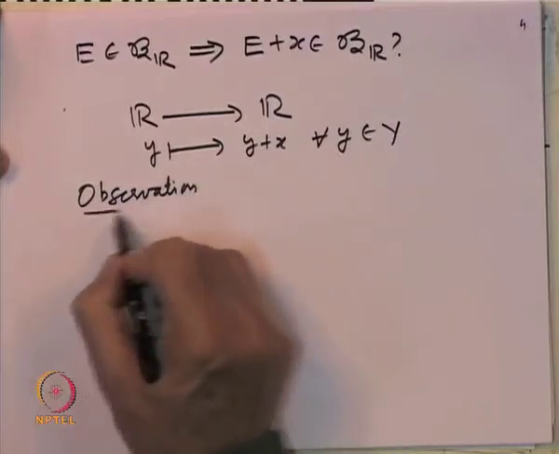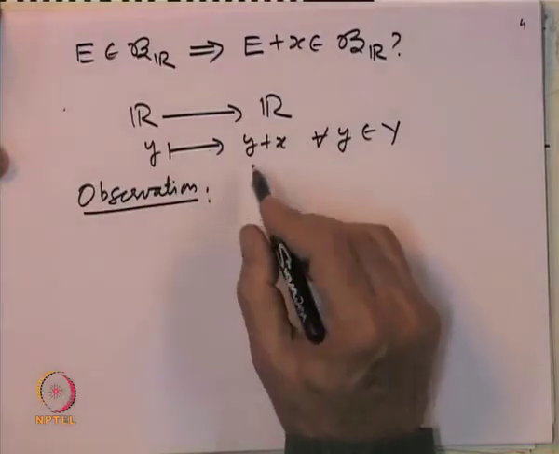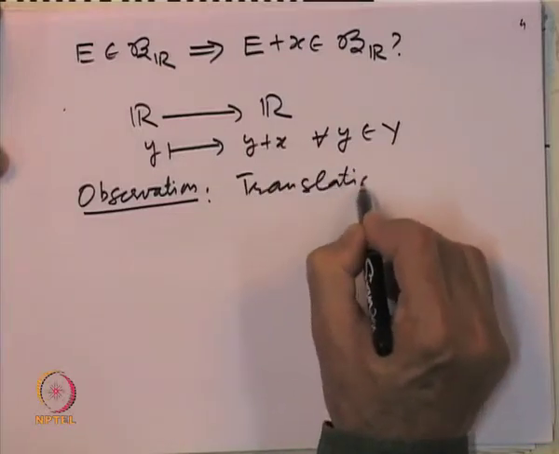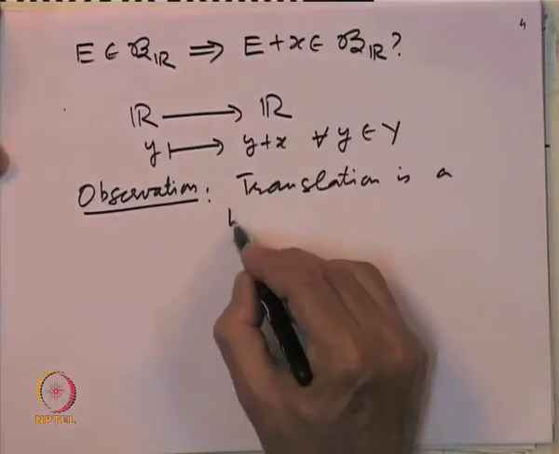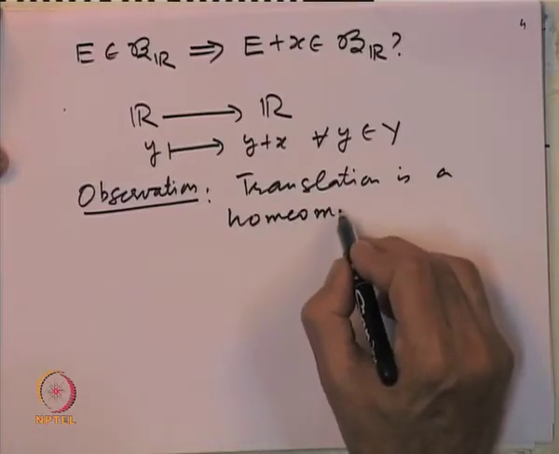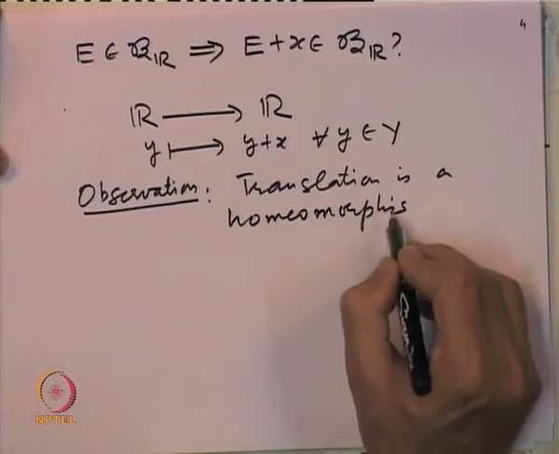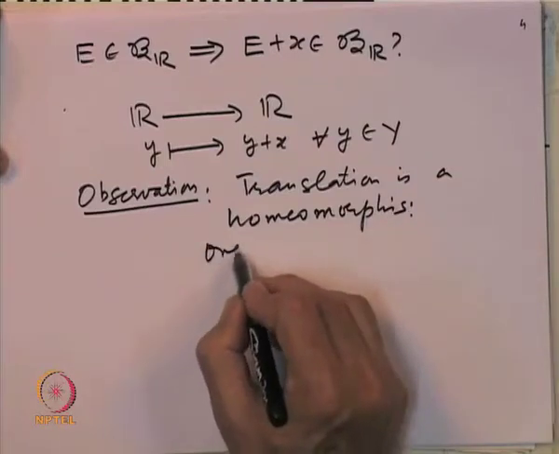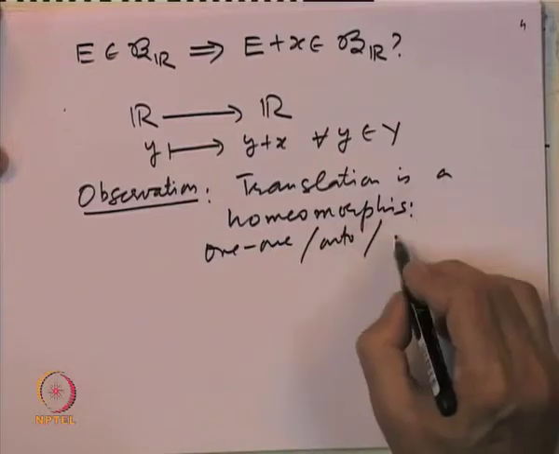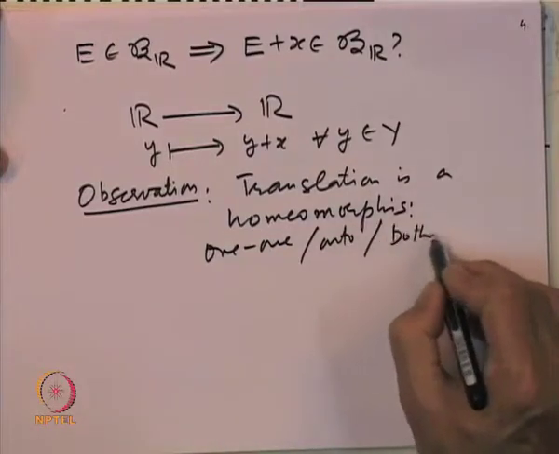And the observation is that this translation map is a homeomorphism. So what does homeomorphism mean? That is, it is one-one, onto, and continuous both ways.